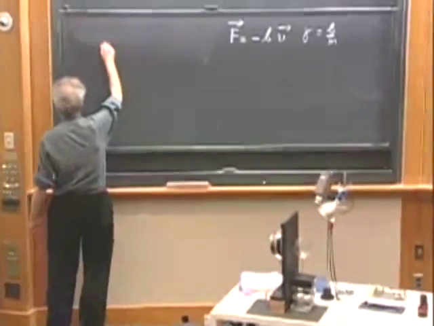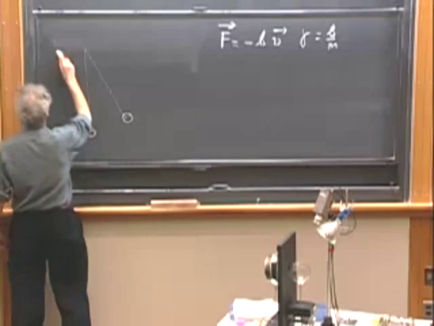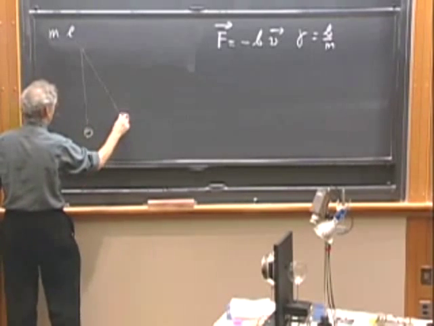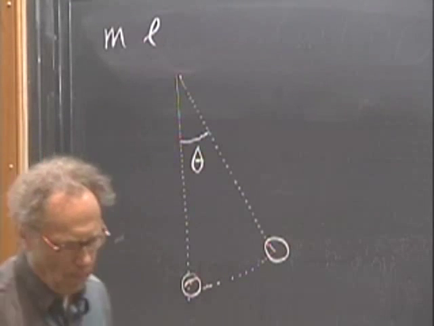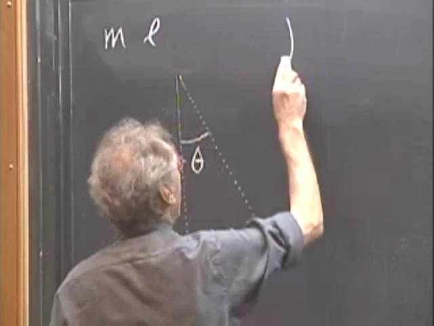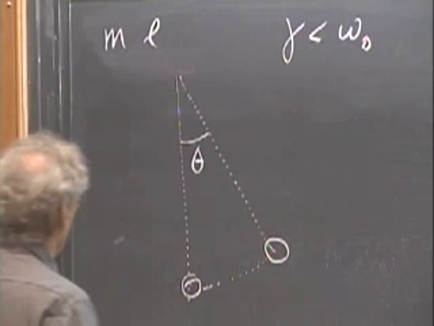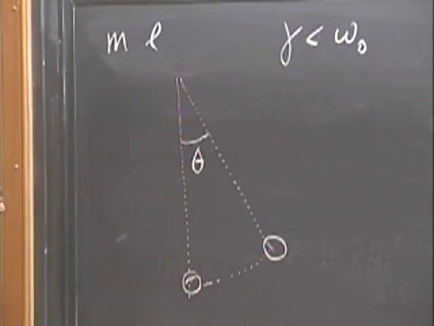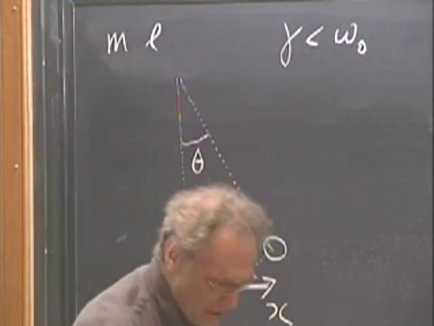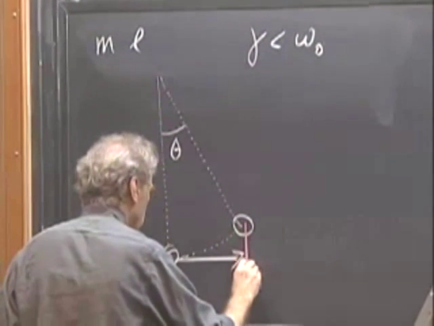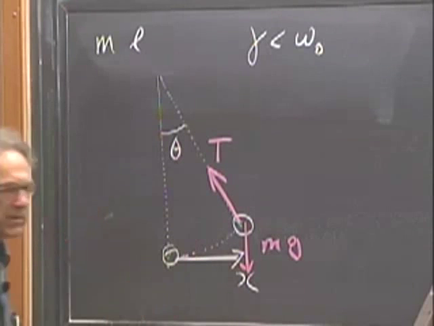So I have a pendulum, and this pendulum has mass m and length L, and I will assume that the mass of the string is negligibly small. I have damping, and this is the case that gamma is smaller than omega 0. This is the equilibrium position of the pendulum. I will therefore call this position x. And I'm going to put all the forces on this object in this picture, which is mg, and that is T. And there are no other forces on that mass.